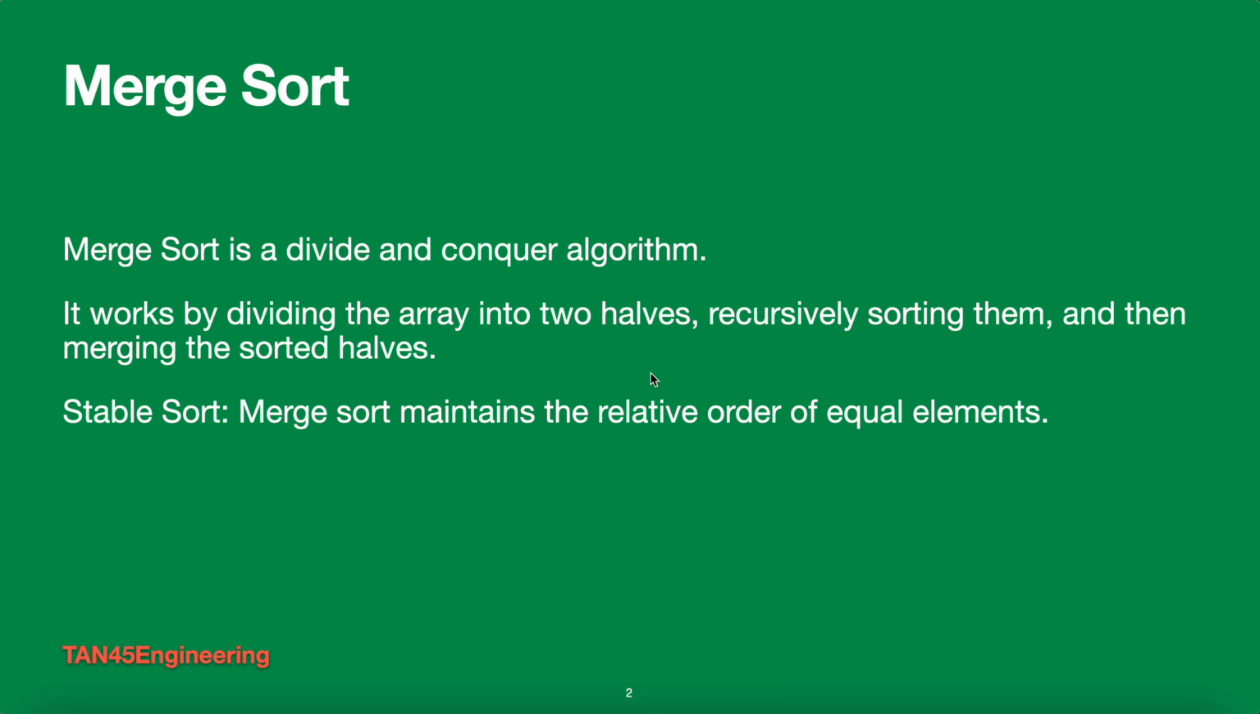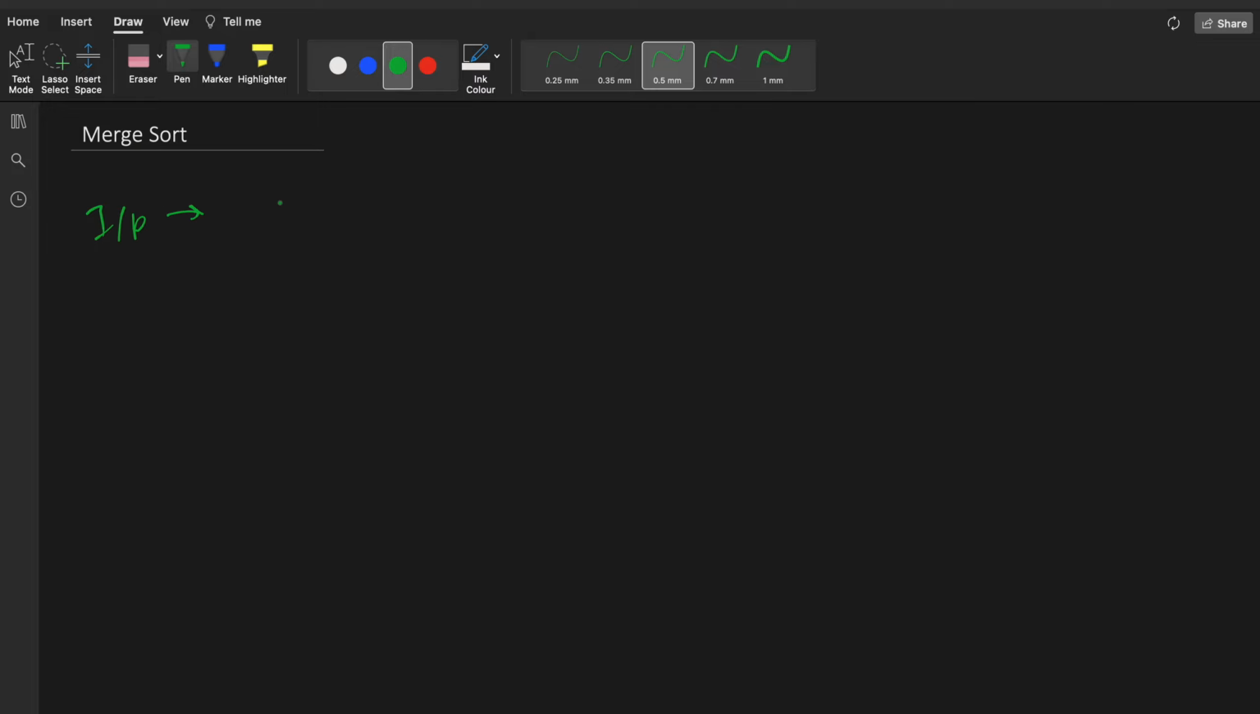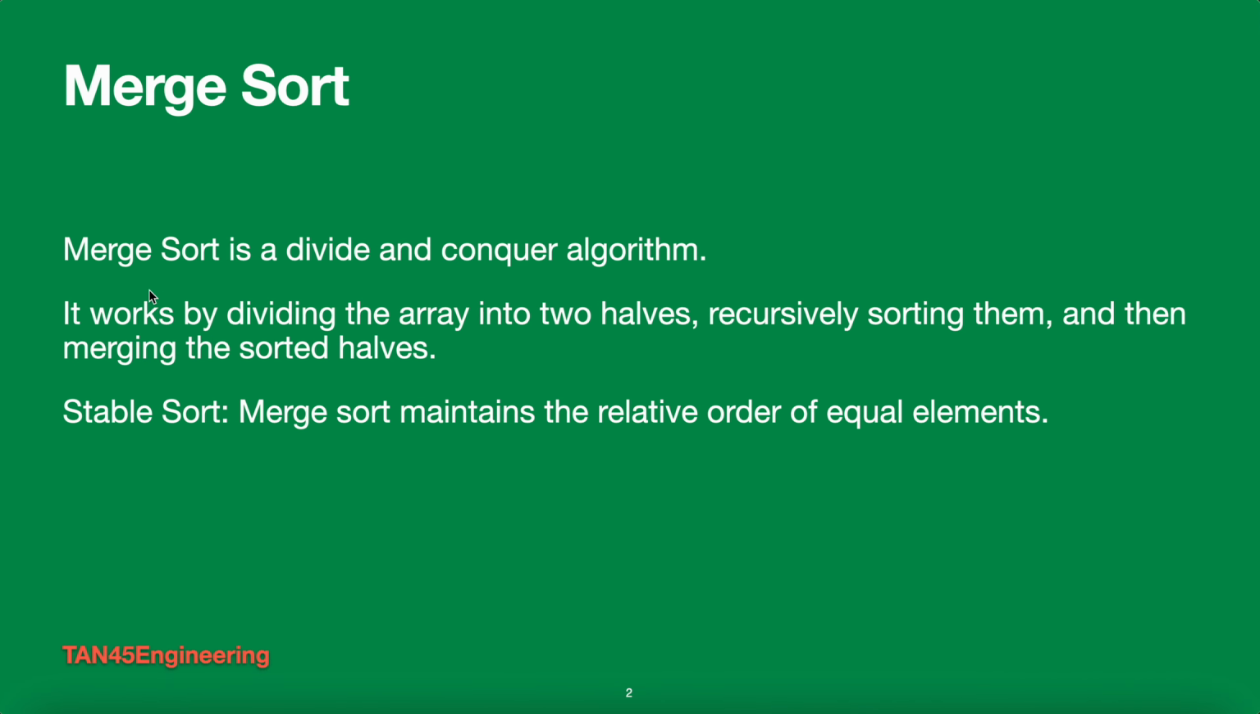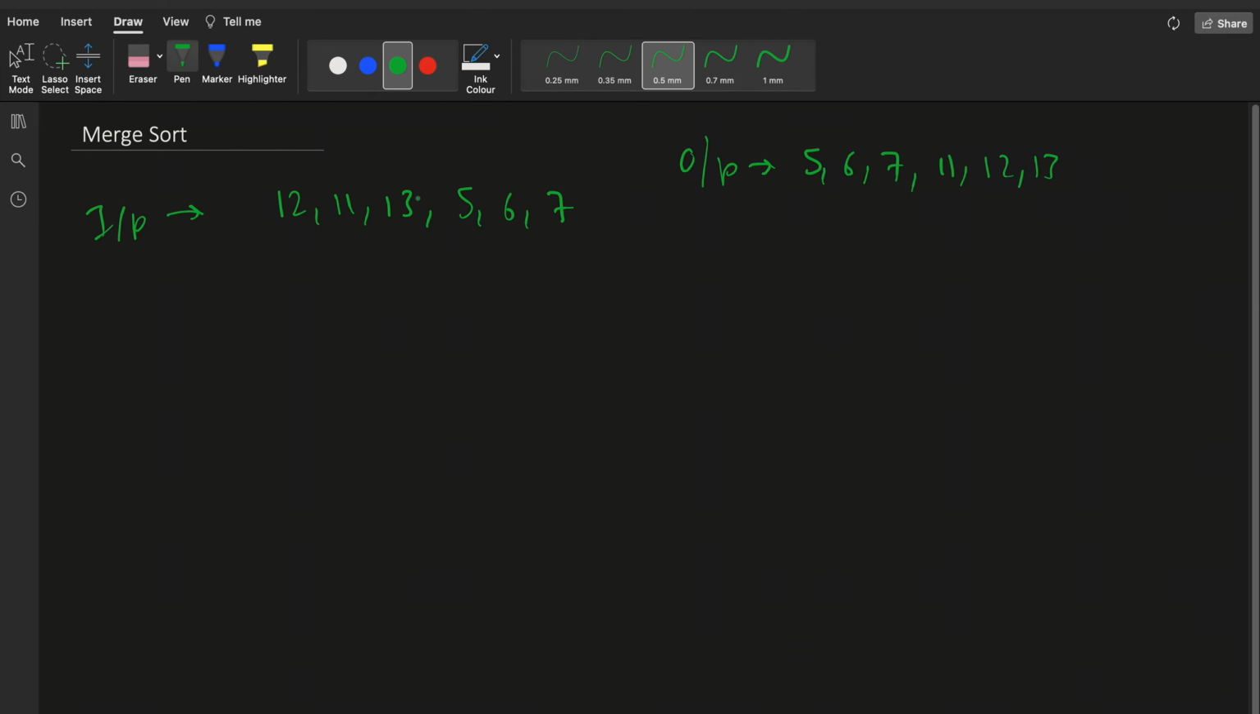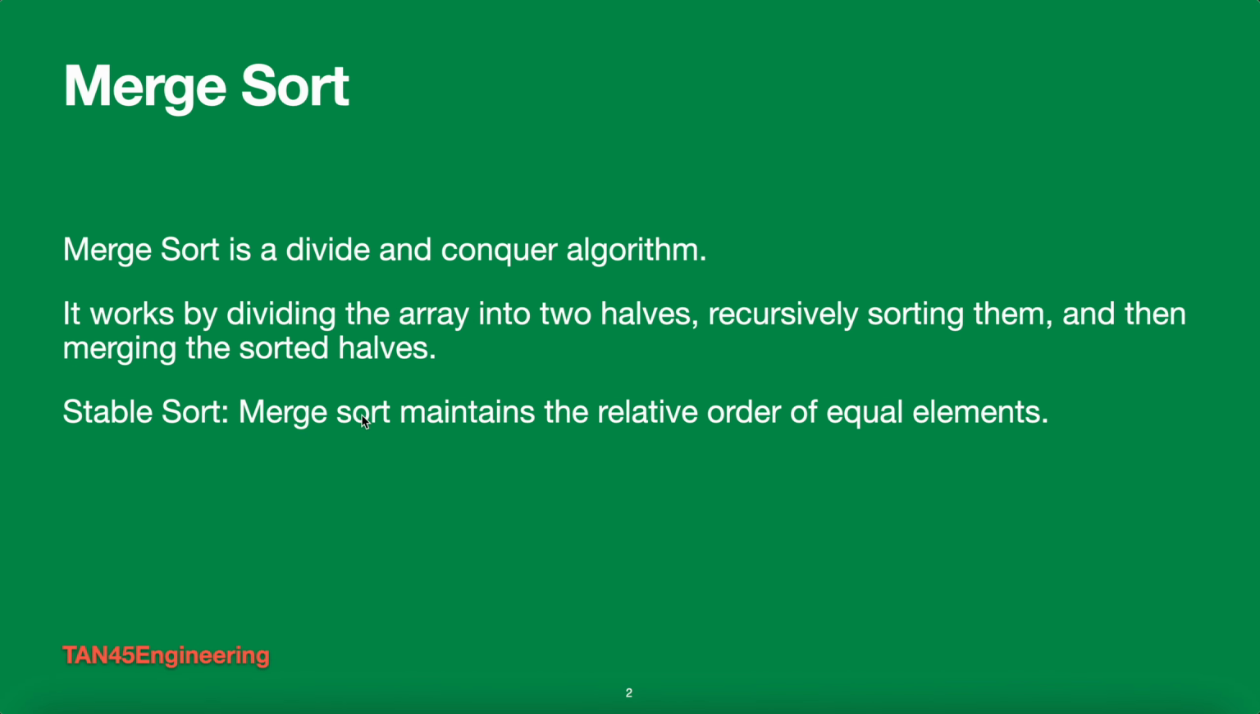Let's take an example. We have the input 12, 11, 13, 5, 6, 7, and of course the expected output is 5, 6, 7, 11, 12, 13. Merge sort is a divide and conquer algorithm. It works by dividing the array into two halves, then sorting the halves, then merging them up again, and it does it recursively. So it divides the array into shorter and shorter halves. We'll go through that. Now what do we mean by it is a stable sort?